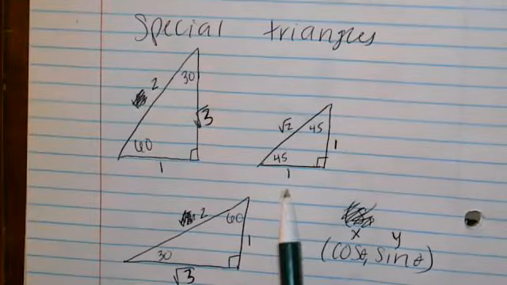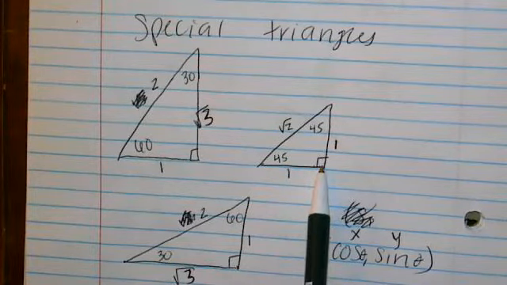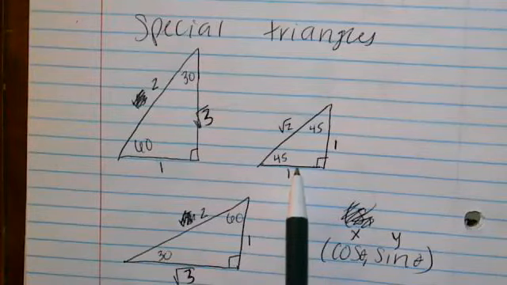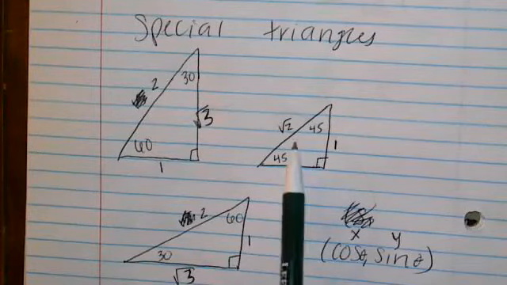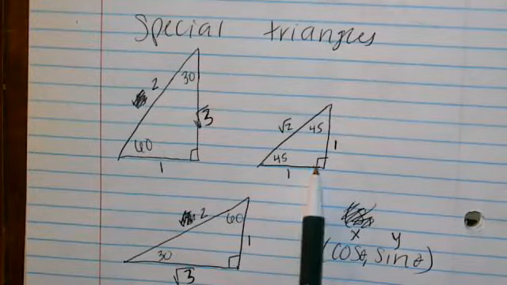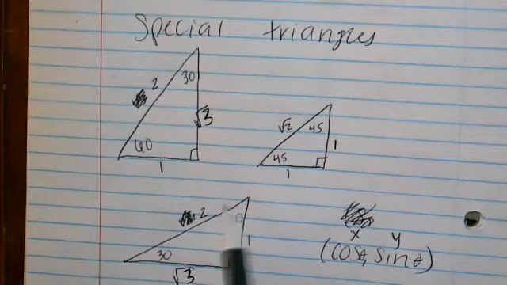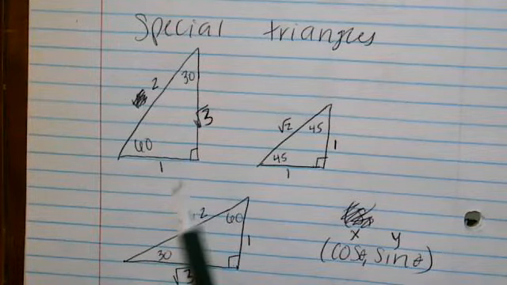There are two specific ones. One is a 45, 45, 90, and again, I'm referring to angles. In that triangle, the side measures are 1, 1, root 2, with root 2 being the hypotenuse. Then we have a 30, 60, 90.